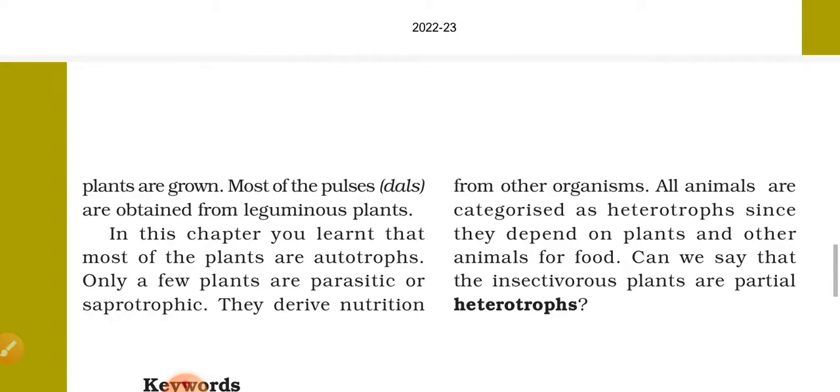In this chapter, you learned that most plants are autotrophs, only a few plants are parasitic or saprotrophic. They derive nutrition from other organisms. All animals are categorized as heterotrophs since they depend on plants and other animals for food. Can we say that the insectivorous plants are partial heterotrophs? This is the end of this chapter.